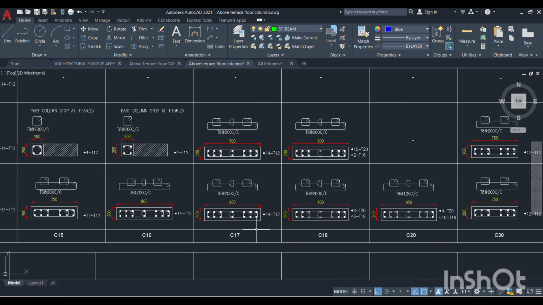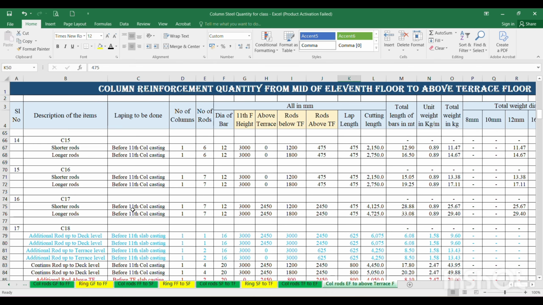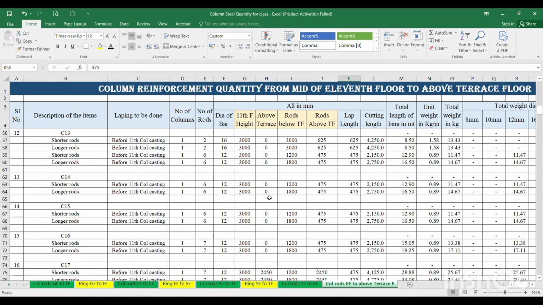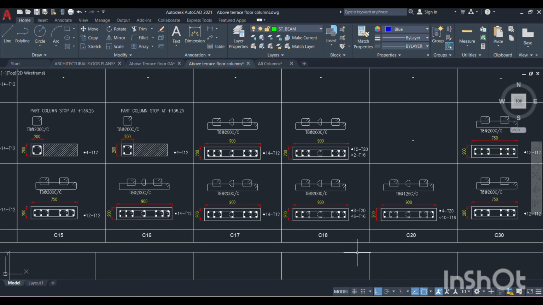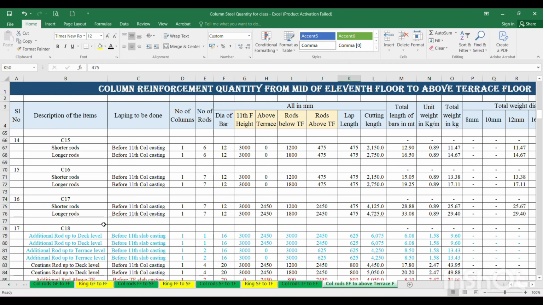This is C17, you see 14 number of 12, 14 number of 12. This is going up to deck level. So only in the C17 you have to mention only the deck height. Sorry, that is C17, not C14. This C17 is going up to deck level only. Only the deck level height has to be mentioned over here. So the rest everything it will calculate, and the complete deck height has to be taken here.